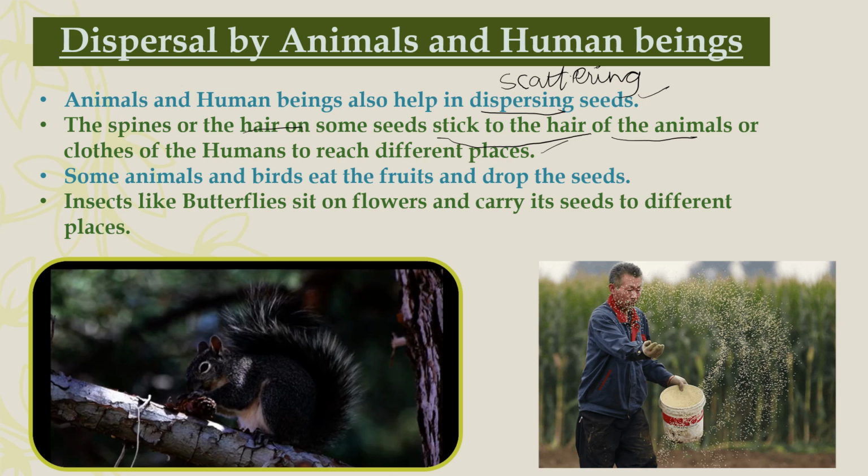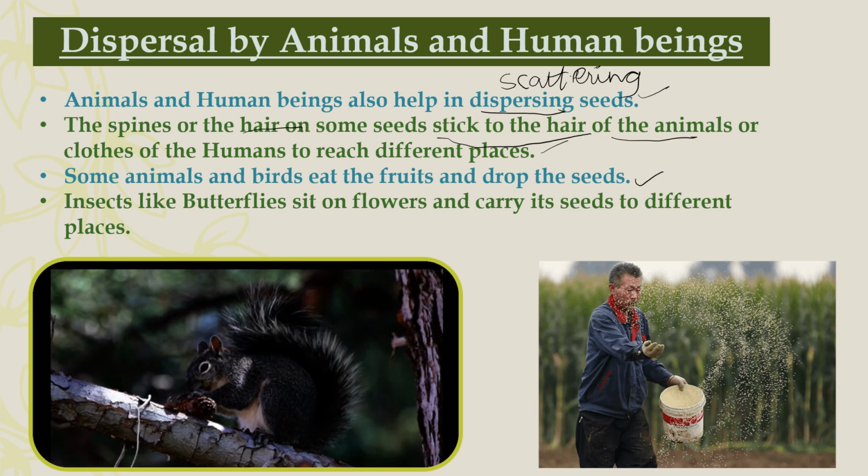Next, some animals and birds eat the fruits and drop the seeds. Some animals and birds who live in the jungle eat the fruits of a plant, and they throw away the seeds in different places, and that's how new plants grow in different places.